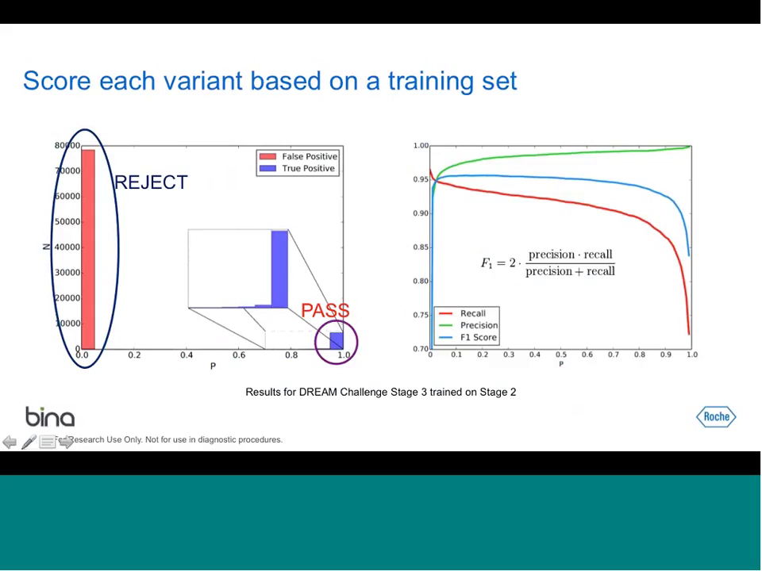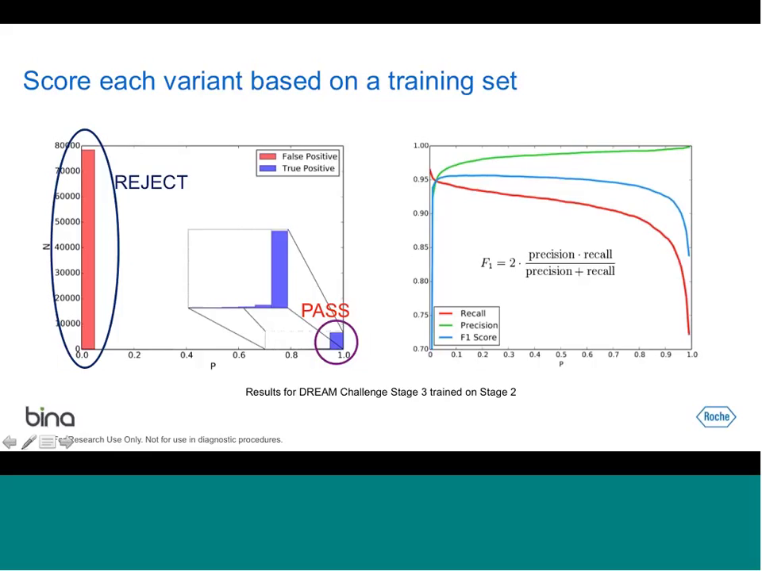So the figures on the left and on the right are generated based on the DREAM Challenge. The DREAM Challenge, which I did not mention earlier, has many stages, and each stage is supposed to get more complex. Most of the data we talked about here is based on stage 3. But this data set is trained on stage 2 data, and we use the classifier from stage 2 and then apply it to stage 3 and get the results this way.